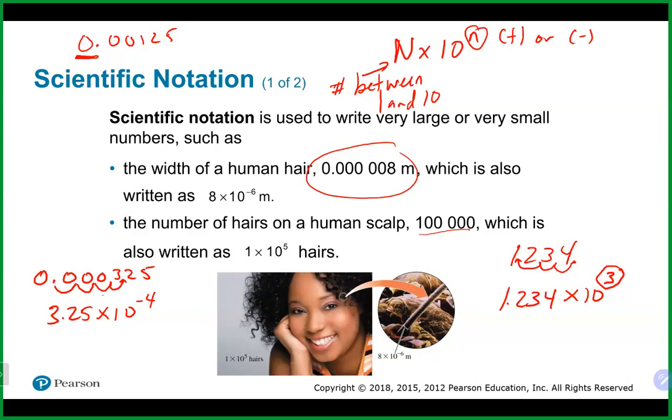Any questions on that? So we can see here in this example, we need to go 1, 2, 3, 4, 5 places. Six, if I counted wrong there. 1, 2, 3, 4, 5, and one more is 6. There we go. To get me to 8 times 10 to the minus 6. And here we would go 1, 2, 3, 4, 5 places to give me 1 times 10 to the 5. Again, bottom number, big number, positive exponent. And top number there, smaller number, negative exponent. Any questions on that there?